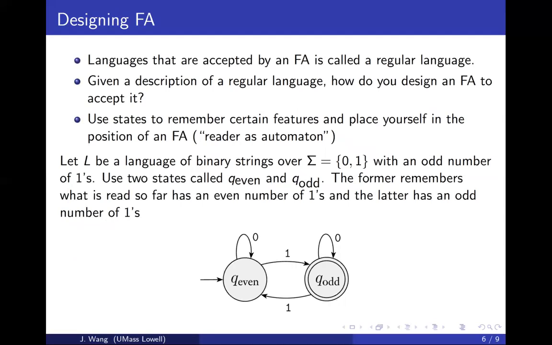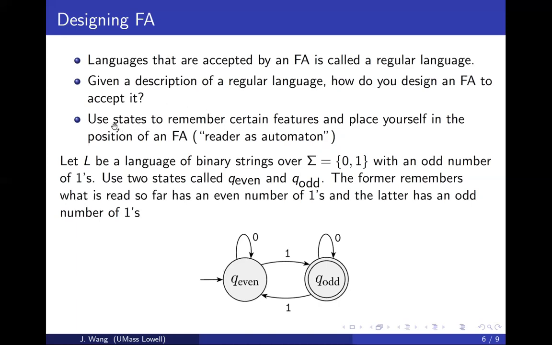So once we know what a finite automaton is, the next thing we need to do is figure out how to design a finite automaton. Languages that are accepted by an FA are called regular languages, as we said earlier. Suppose you are given a description of a regular language. How do you design an FA to accept it? That's our question.